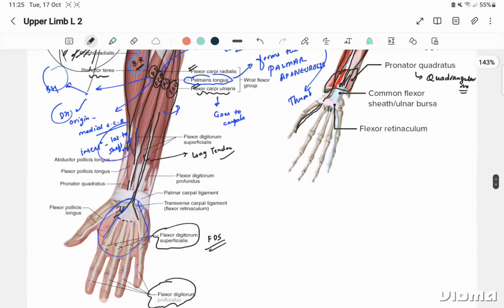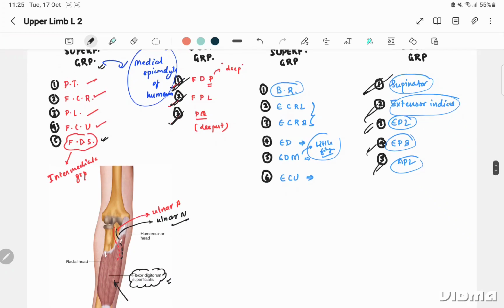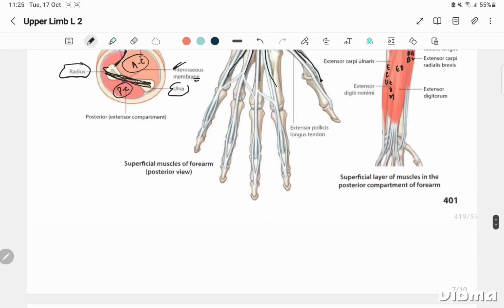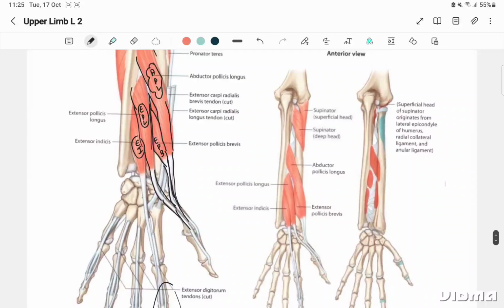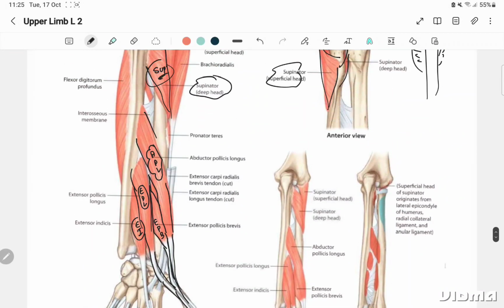Okay, so in the deep compartment we have supinator, extensor indicis, EPL, EPB, and APL. These 5 muscles. We have seen the supinator, extensor indicis. We have seen, I hope, extensor indicis, EPL, EPB, APL. Okay, all the muscles are demonstrated here. Okay.